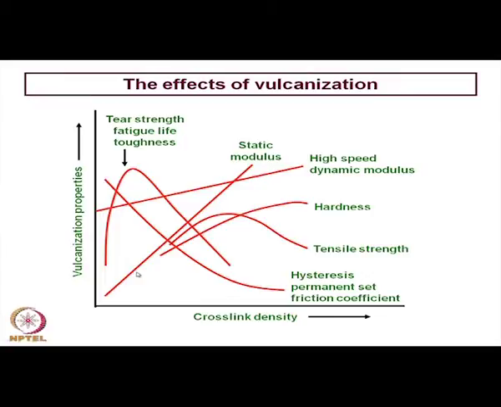So, the cross-link density can be taken as an indication of the property level of that particular product. Which property is required, this kind of schematic diagram will help to make a proper formulation.